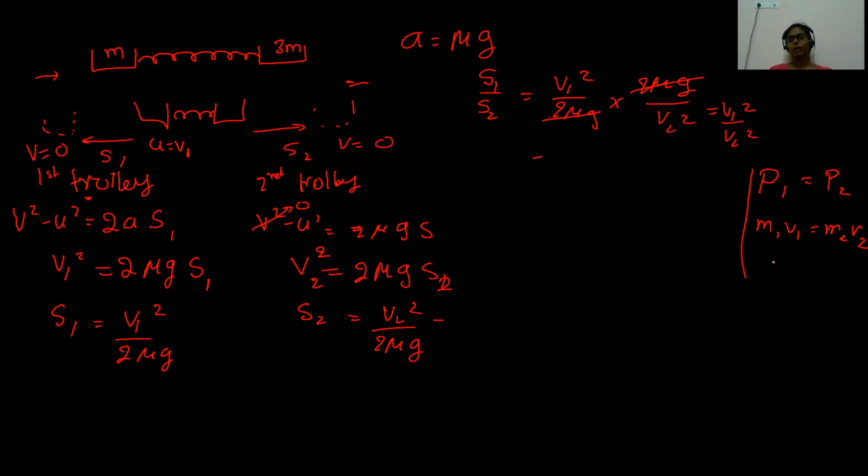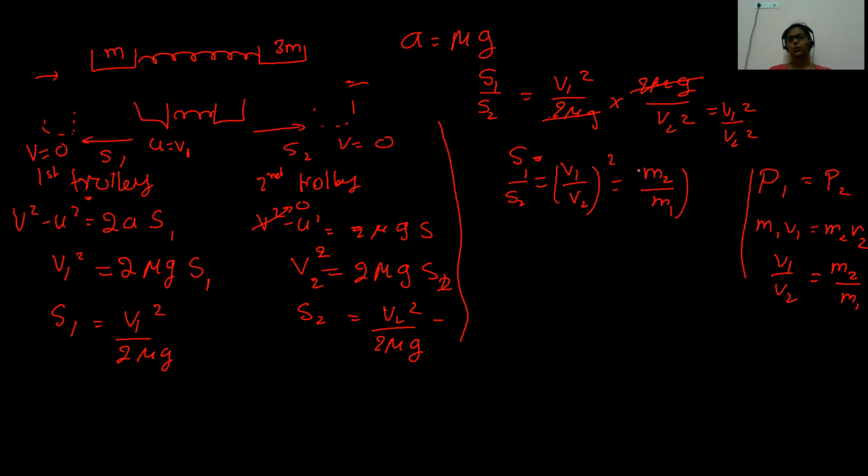Okay, so I want v1 and v2 on one side. What is left is m2 by m1, just cross multiply here. So m2 v2 will come down and m2 will come to this side, that's all. Now substitute in place of v1 and v2, I can write m2 and m1. So what I'll get, children? S1 by S2 is equal to v1 by v2 whole squared, which I can write as m2 by m1 whole squared.